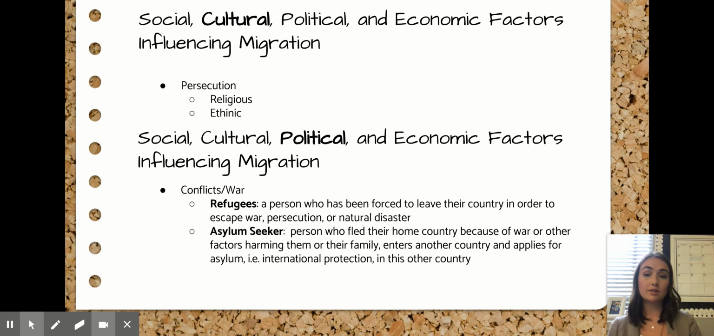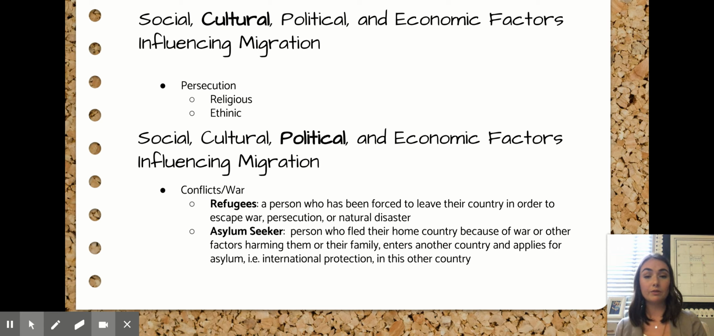Political factors that influence migration tend to be conflicts or wars, and that's where you get refugees and asylum seekers. People tend to think they're the same thing. The difference is, though, that refugees have permission to be somewhere, asylum seekers don't really have permission to be there, but they're trying to become a refugee.